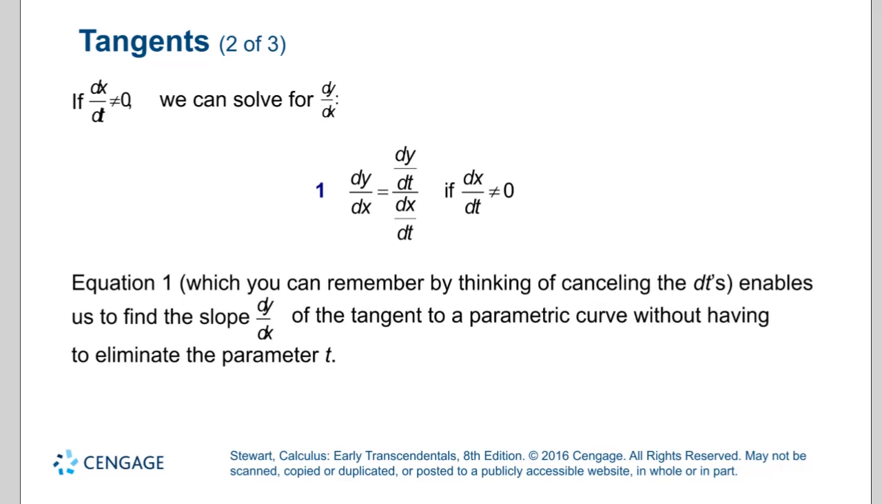So dy/dx is dy over dt divided by dx over dt. We find the derivative of the y function and divide it by the derivative of the x function. If you think about that, that makes sense because it's the rise over the run. The y is the rise and the run is the x.